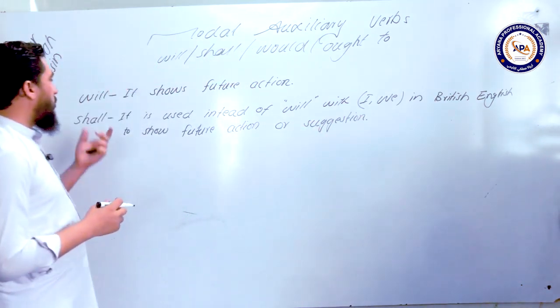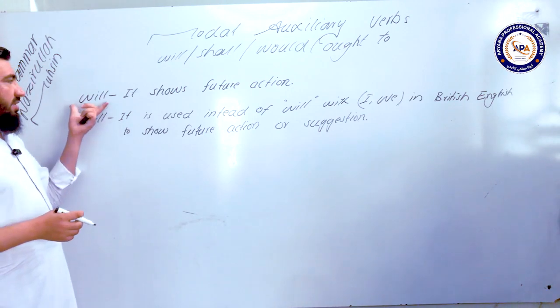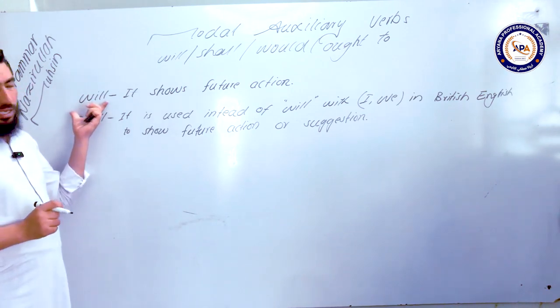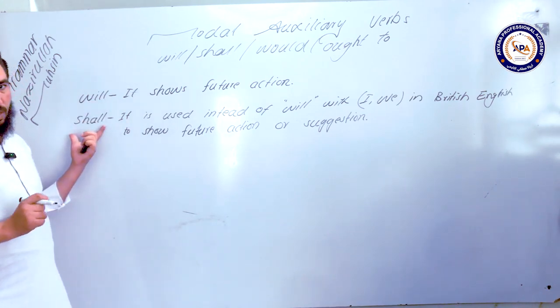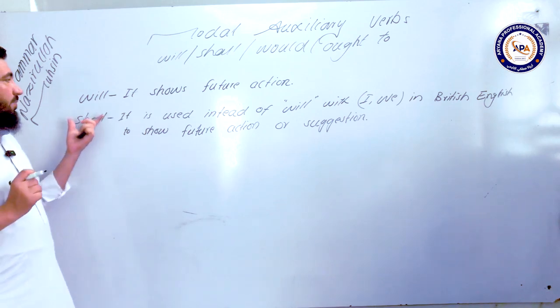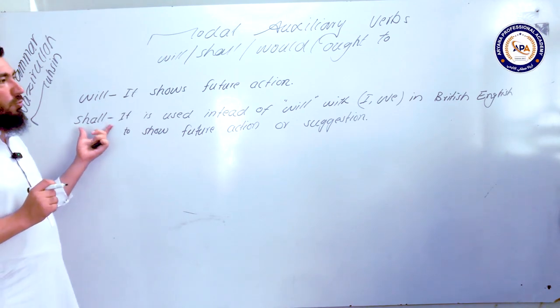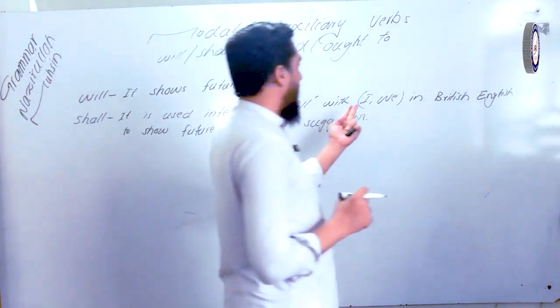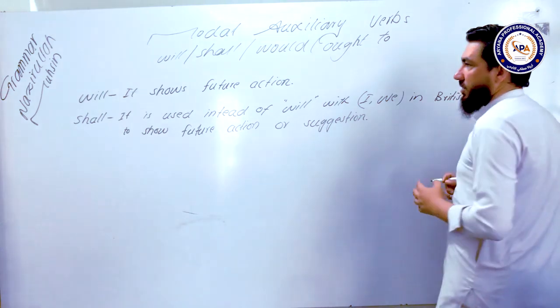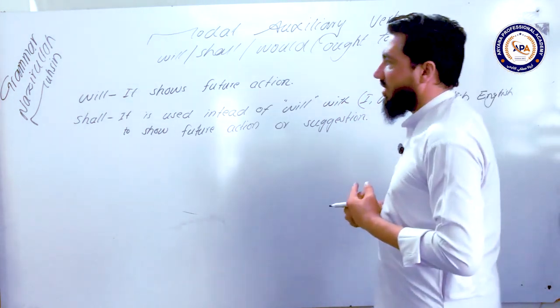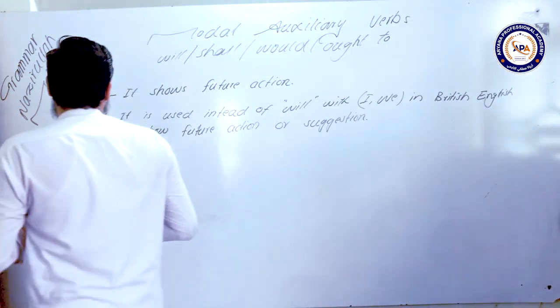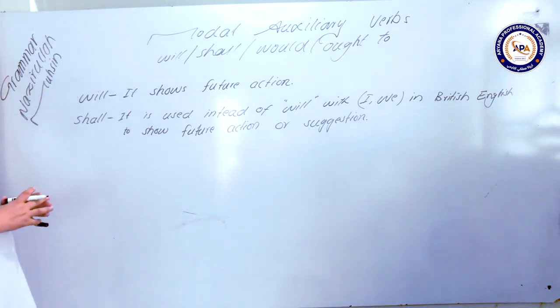The difference between will and shall is that will is common in American English and shall is common in British English. Next, will is used with every subject, but shall is used with only I and we, right? And both of them are modal auxiliary verbs. They are used the same. They have the same structures in positive, negative, positive interrogative, and negative interrogative.